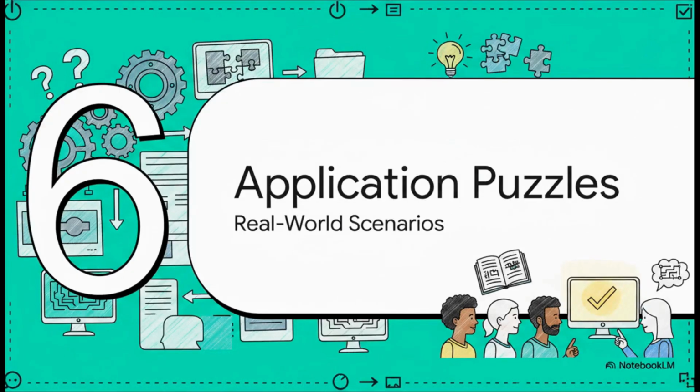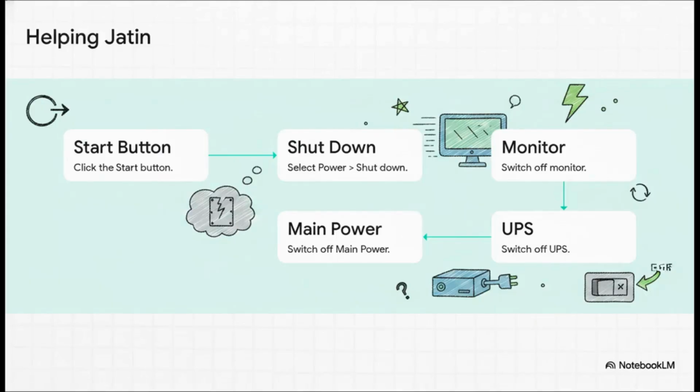And finally, Section 6, Solving Application Puzzles. Let's look at the second application question on page 35. It says, Jutton used to shut down his computer system by directly switching off the main power button. Oh no! Can you tell him the proper way? So the absolutely crucial point here is that Jutton is skipping the software shutdown entirely, which can lead to some major data loss. We need to remind him of the correct sequence.